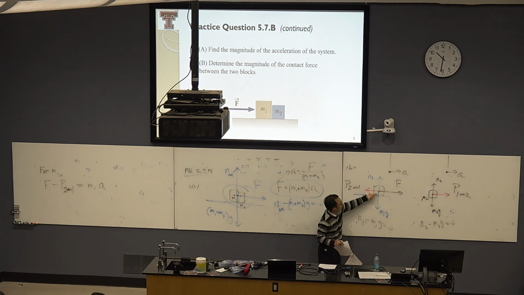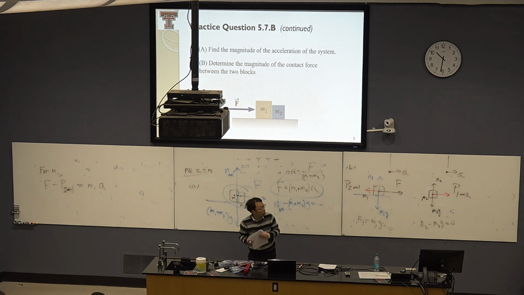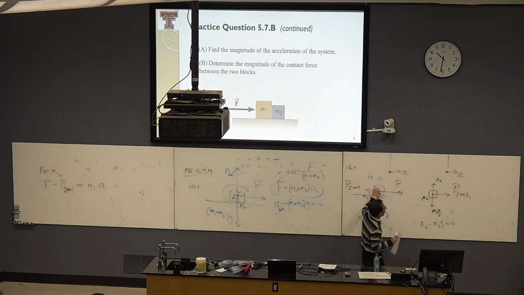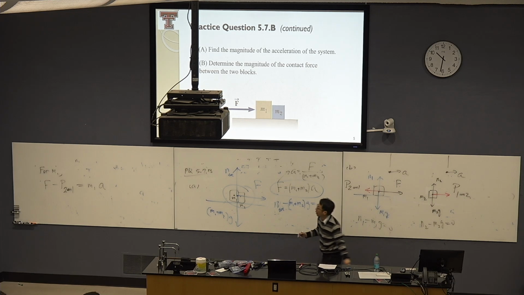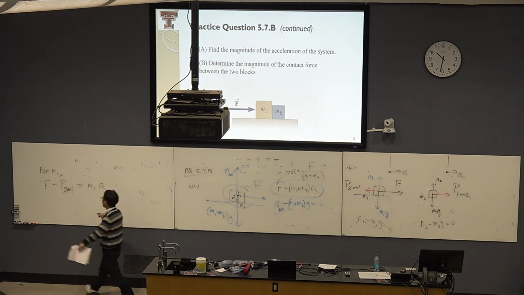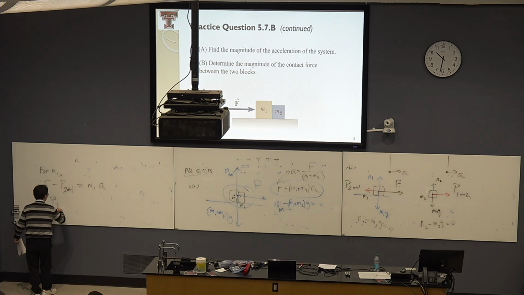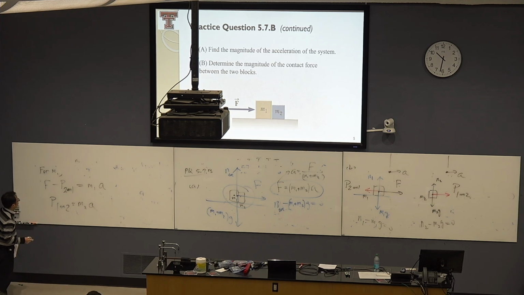So F equals ma. Horizontally, you get F minus P2 on 1 equals M1A. And for M2, you have another equation, right? For M2, you have an equation called P1 on 2 equals M2A, right? So the second equation is P 1 on 2 equals M2A, right?